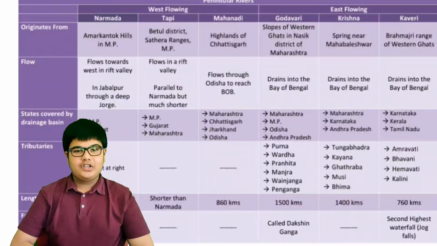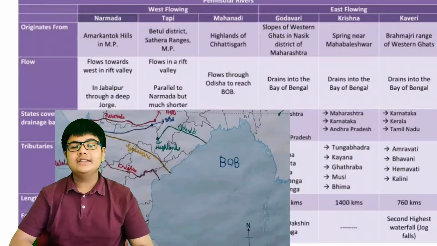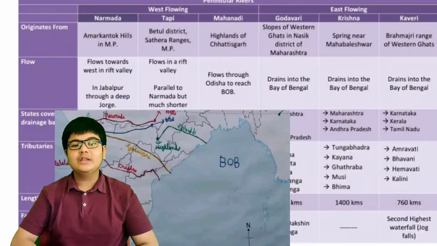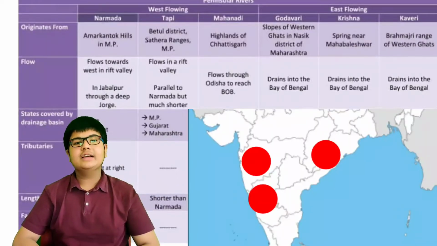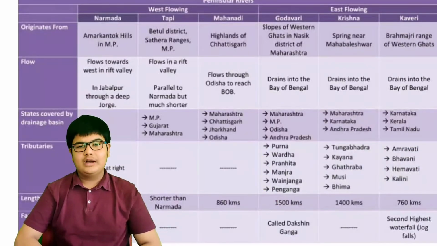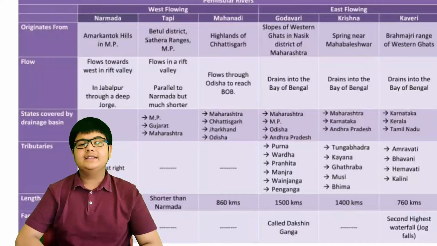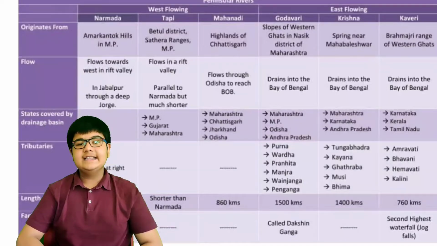Krishna. It originates from a spring near Mahabaleshwar, and then, like all other east flowing rivers, drains into the Bay of Bengal. Its basin covers the states of Maharashtra, Karnataka and Andhra Pradesh. Its tributaries are Tungabhadra, which is the main tributary, and other tributaries are Koyna, Ghatprabha, Musi and Bhima. Its length is 1400 kilometers.